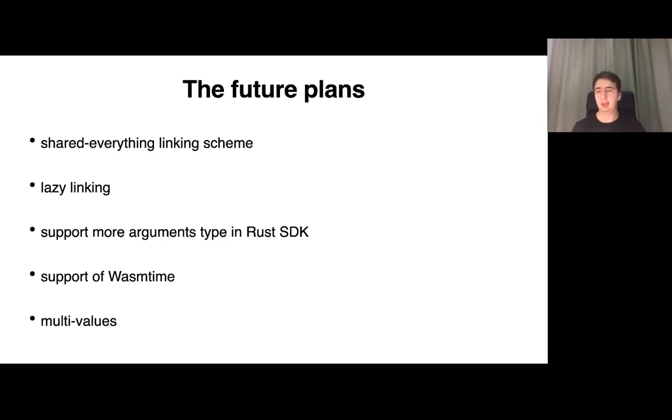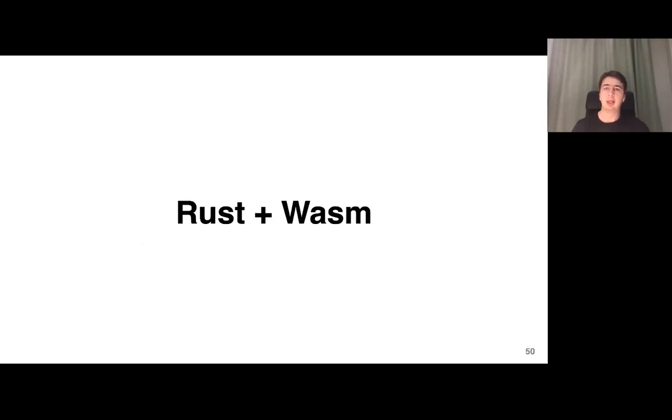And to make this scheme work, we need a full lazy linking scheme. Also, of course, we want to support more argument types inside the Rust SDK. As I already mentioned, we want to support boxed types and passing by reference. Also, we want to make it virtual machine agnostic, since we now heavily depend on Wasm. And finally, we want to support multi-values that aren't supported now by our interface types and our SDK.